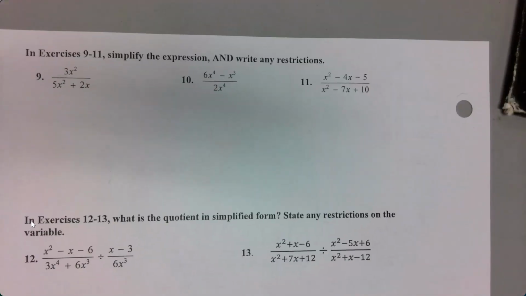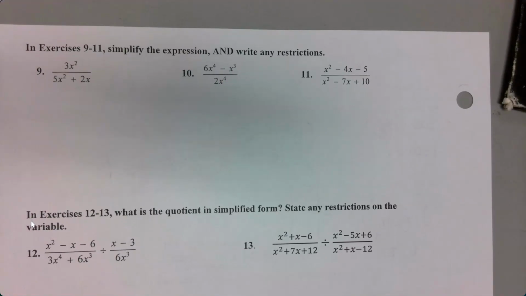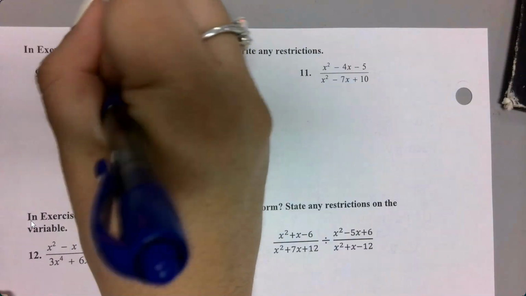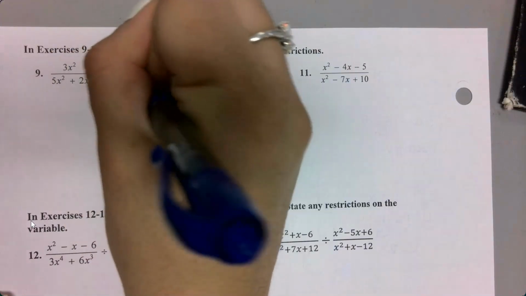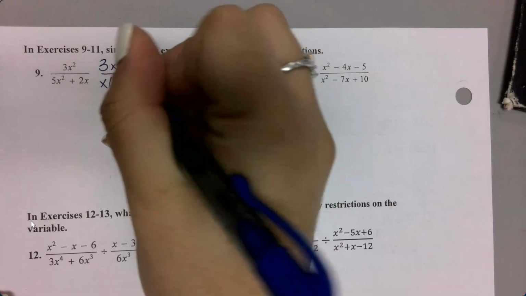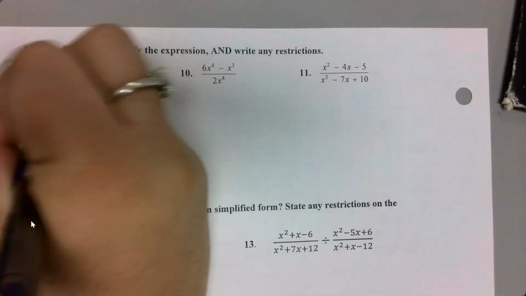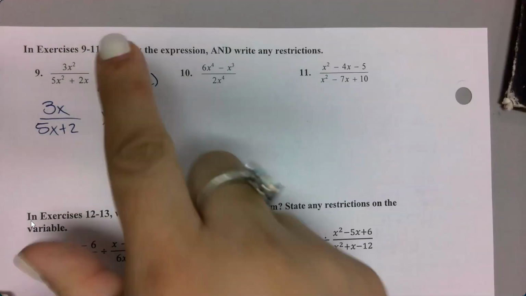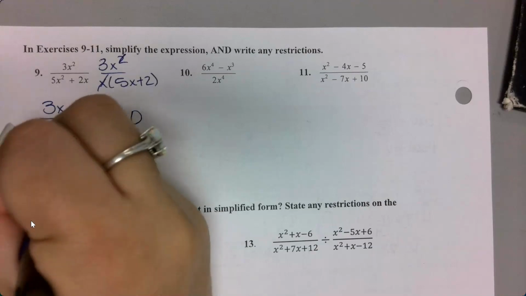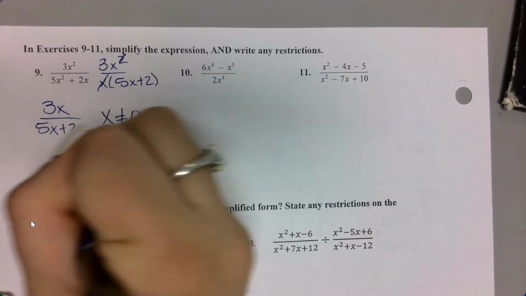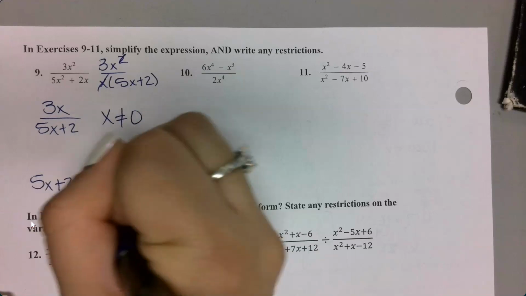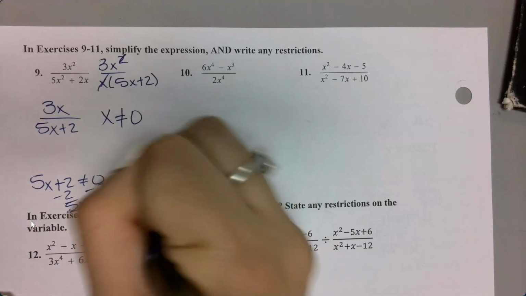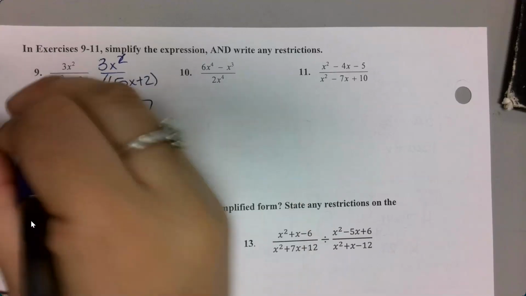These ones want me to simplify my expressions and then write any restrictions. So I want to factor as much as possible. The numerator can't factor here, but the denominator I can pull out an x. So I can cancel out an x. That leaves me with 3x over 5x plus 2. X can't equal 0 because I crossed that out. And then I want to take the other part that I have in parentheses and also set that not equal to 0. So subtract 2, 5x can't equal negative 2. Divide by 5, x can't equal negative 2/5.